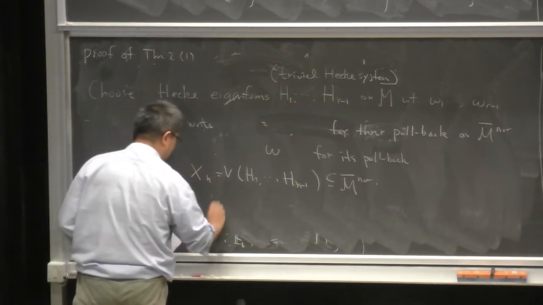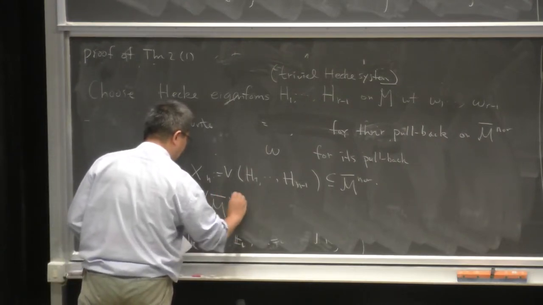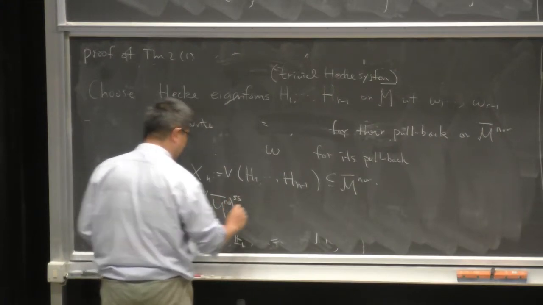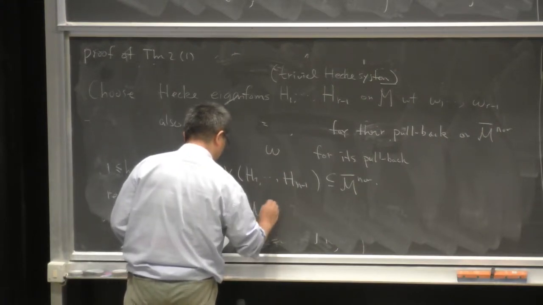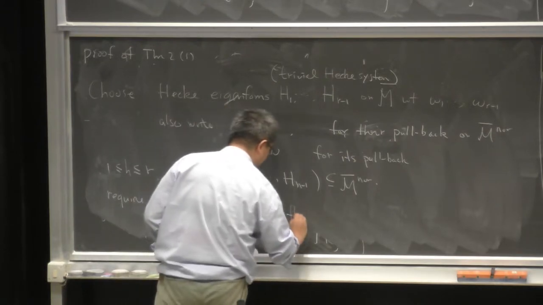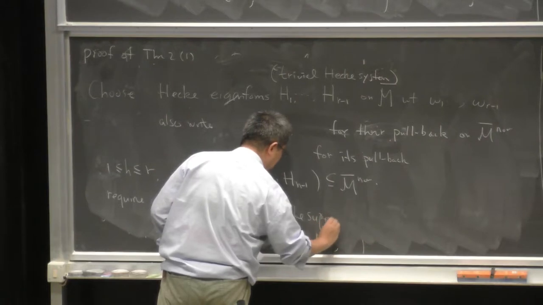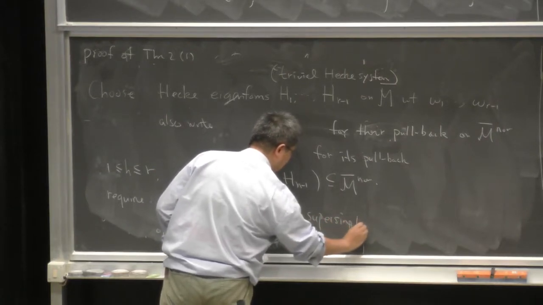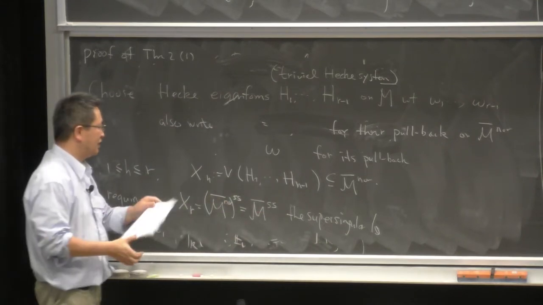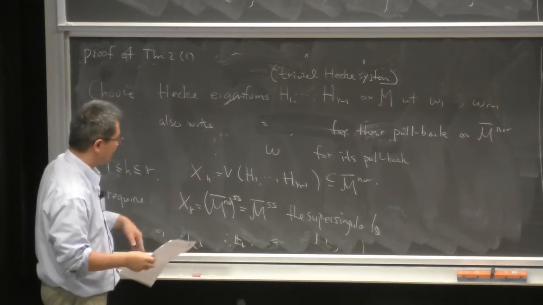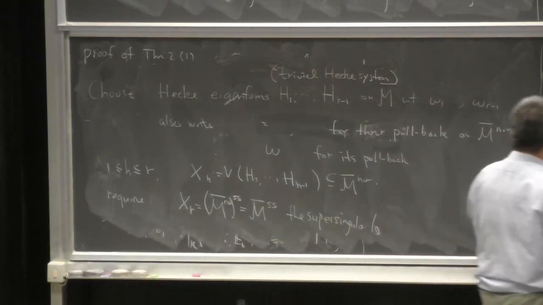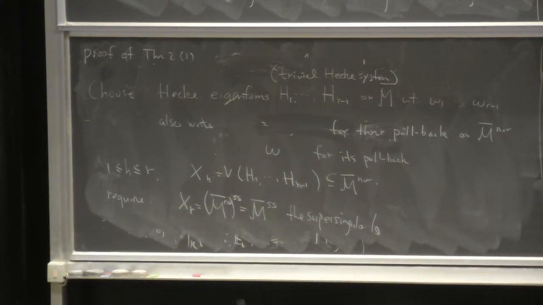r, this is equal to the supersingular locus of this, and also the supersingular locus of that. This is the supersingular locus. Okay, because it is supersingular, it's in the interior, so it doesn't modify at the boundary, so they are the same. Okay, now we consider the exact sequence.